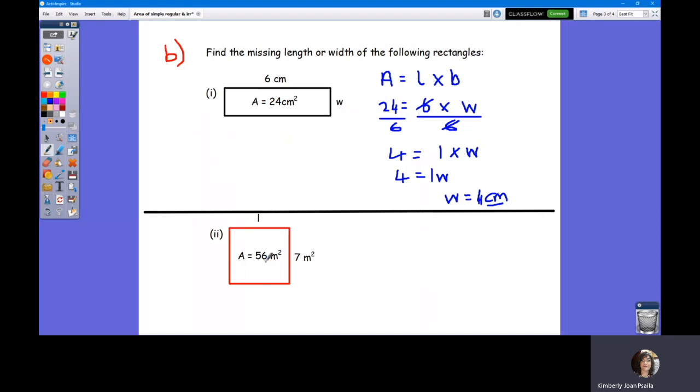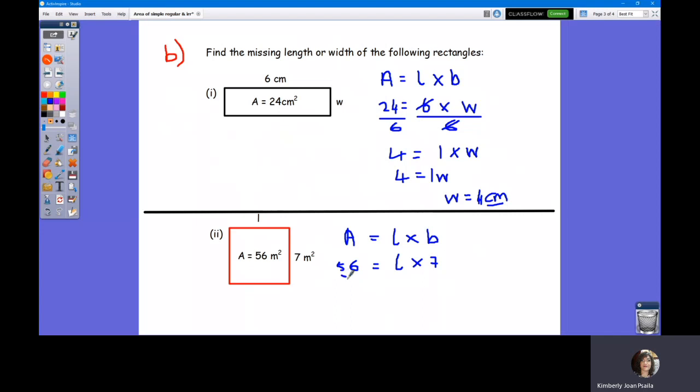Example 2, we have another example. This length is called L, this length is called 7. A, area of this shape, okay, is 56. Now how do we find L? So A is equal to length times breadth. A is equal to 56. Instead of L, we can leave it as L. The breadth here is 7.